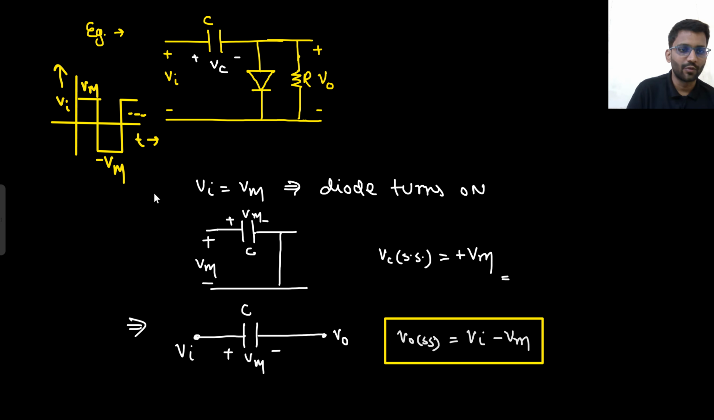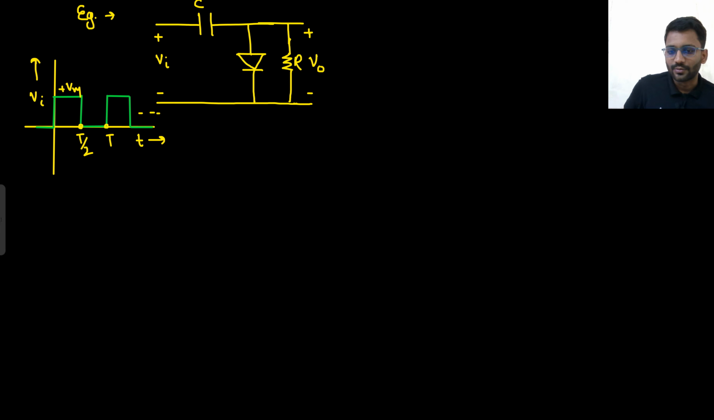So how will the output waveform look? 0, minus 2 Vm, 0, minus 2 Vm, 0, minus 2 Vm. It will shift the waveform down. When Vin equals Vm, output will be 0. When Vin equals minus Vm, output will be minus 2 Vm. Sorry, when Vin equals Vm, output will be 0, and when Vin equals minus Vm, output will be minus 2 Vm. So 0, minus 2 Vm, repeating. Let's move on to the next one.